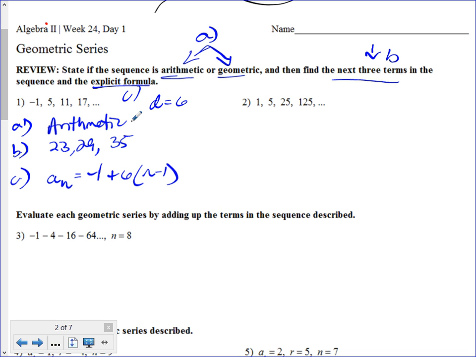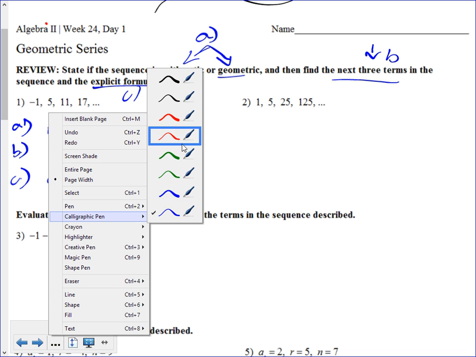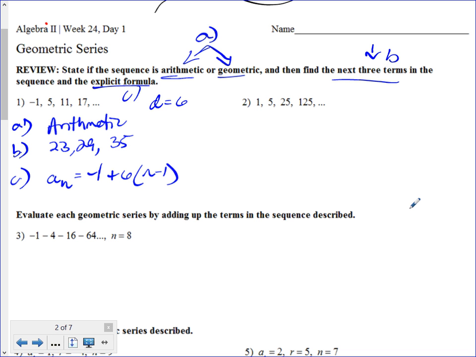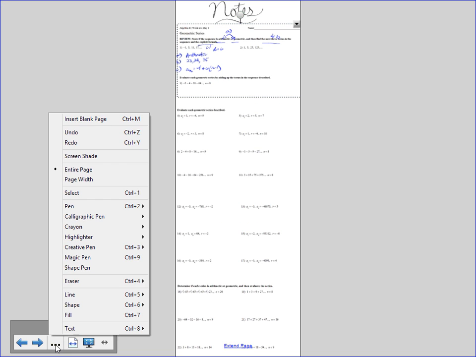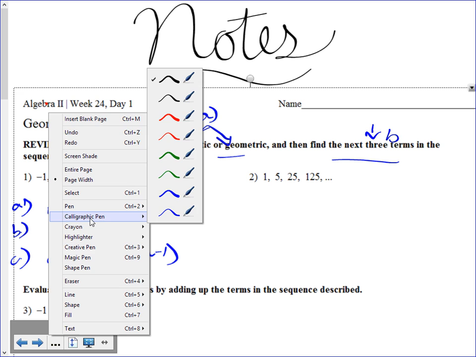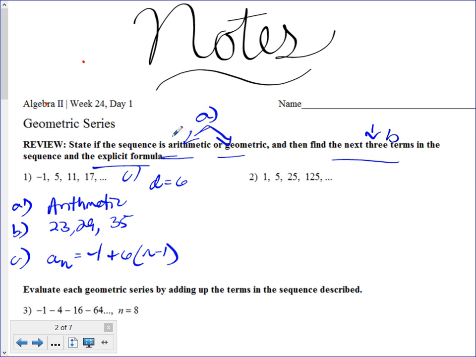All right, let's do number 2 together. Now, this one's different, right? How so? Okay, cool. What's the R of the common ratio, I should say? 5. So remember, 125 divided by 25, or you could do 5 divided by 1. Okay.